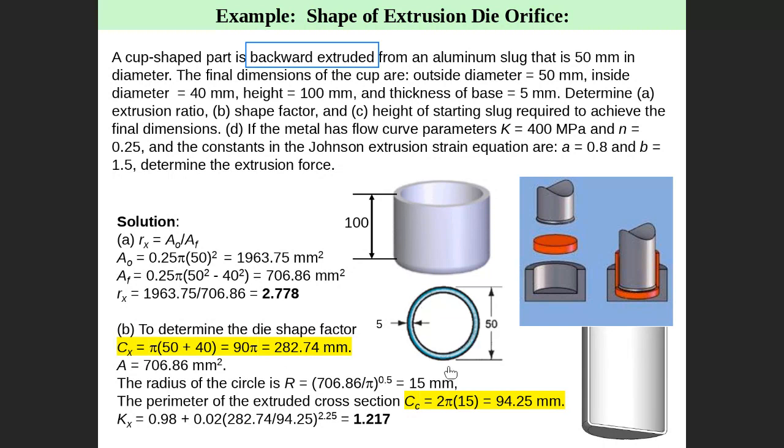Then you need to obtain Ax, which is the final area, 706.86. Then, with this area equal to pi r squared, you get r, the radius of the imaginary circle. And then you get Cc, the perimeter, 2 pi r, which is 15. Then you put the values into the equation, apply Cc and Cx, and you get Kx. So the second one is the shape factor.